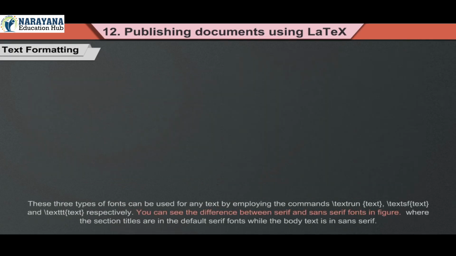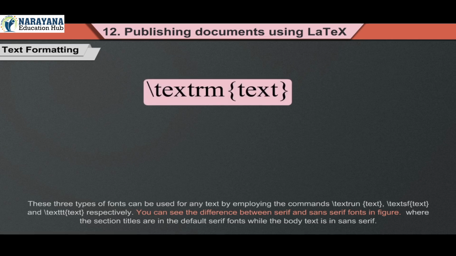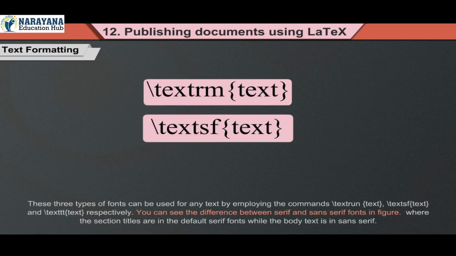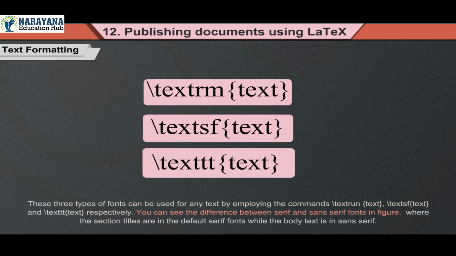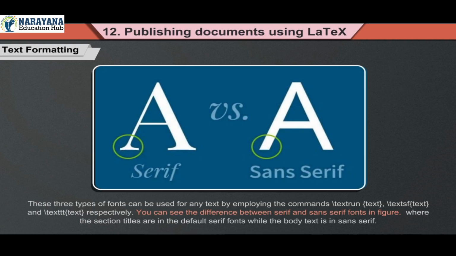These three types of fonts can be used for any text by employing the commands \textrm{text}, \textsf{text}, and \texttt{text} respectively. You can see the difference between serif and sans serif fonts in the figure, where the section titles are in the default serif fonts while the body text is in sans serif.